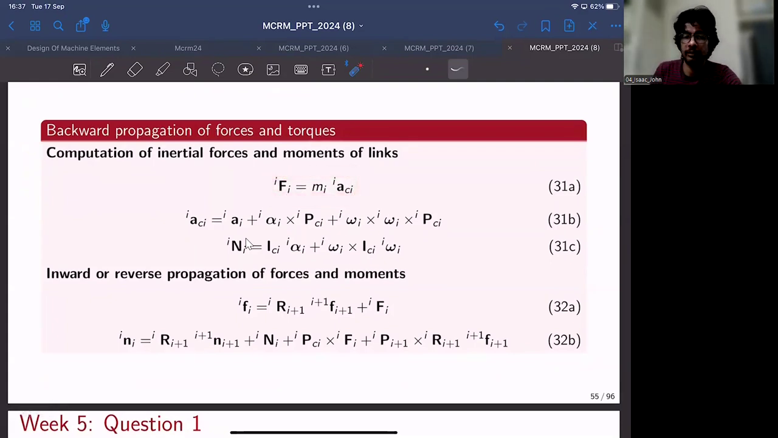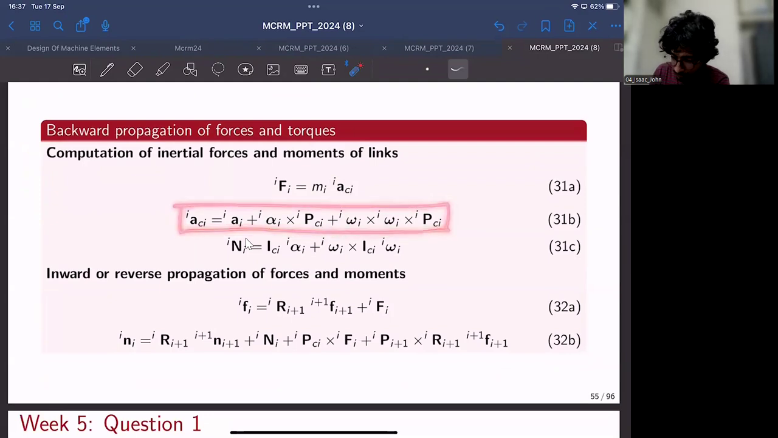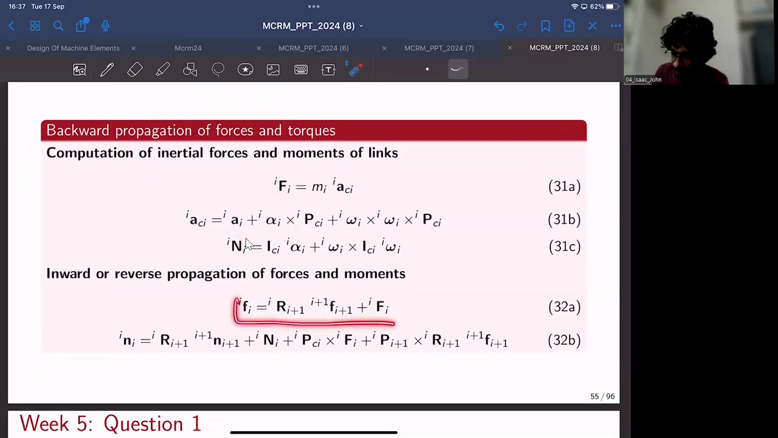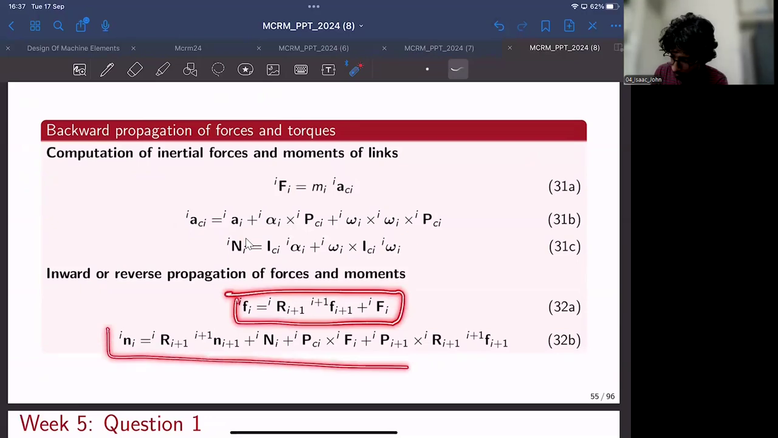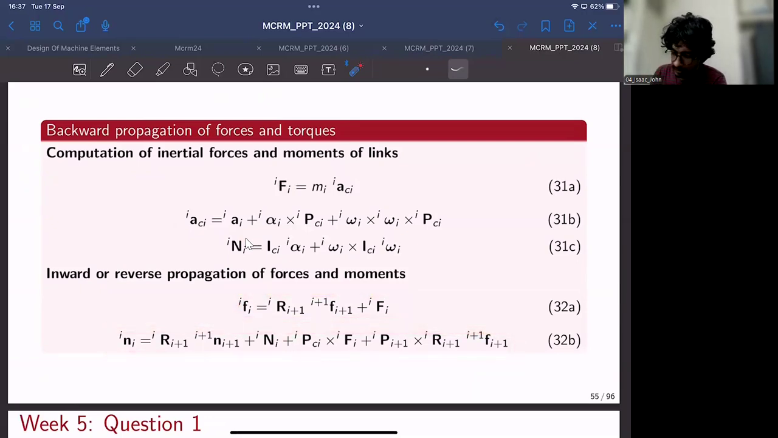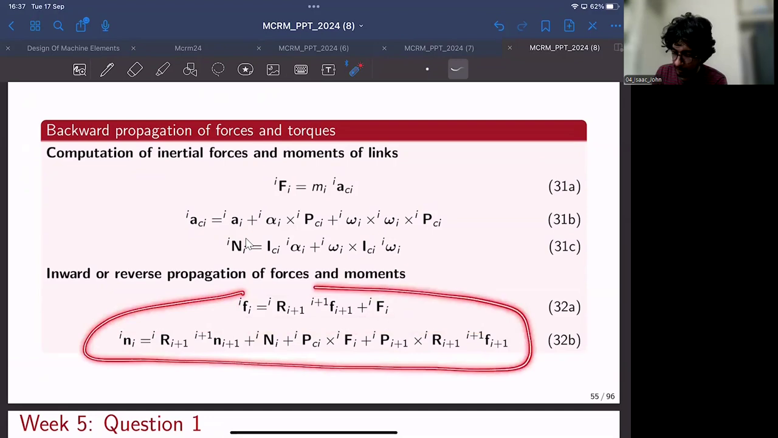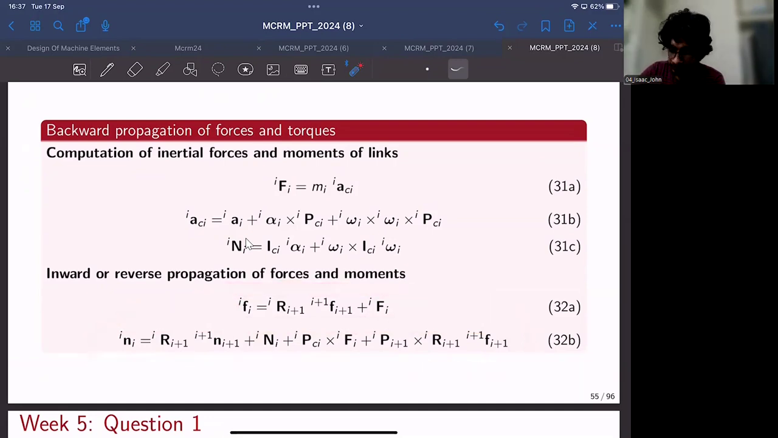So that is realized using Newton's equation from the free body diagram analysis, where ACI is nothing but the acceleration of the center of gravity, which can again be obtained by this propagation equation. And INI is nothing but the inertial moments. These are inertial forces and these are the inertial moments. And once you propagate all the forces backward, these are the final propagation equations. And these are straightforwardly obtained by the free body diagram of any link.